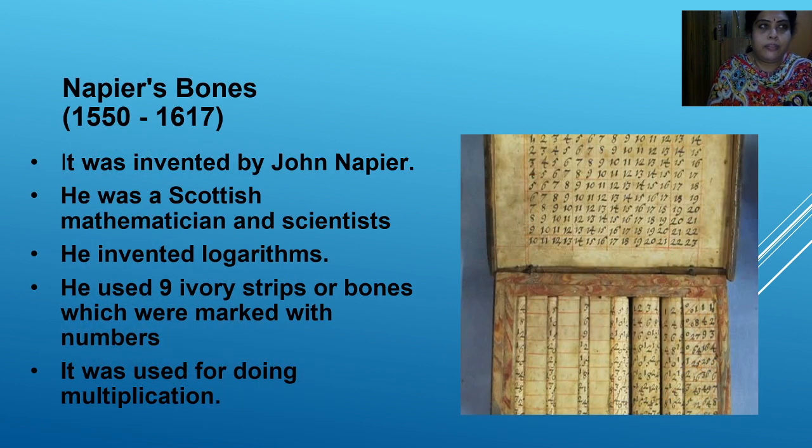The next important development in the evolution of computers was known as Napier's bones. Napier's bones came in the years 1550 to 1617. It was invented by a Scottish mathematician. He invented logarithms, and if you observe this particular picture here, you can see that it was mainly used for multiplication, and he used 9 bones or 9 ivory sticks, and he placed them in such a way that you could do multiplication using Napier's bones.